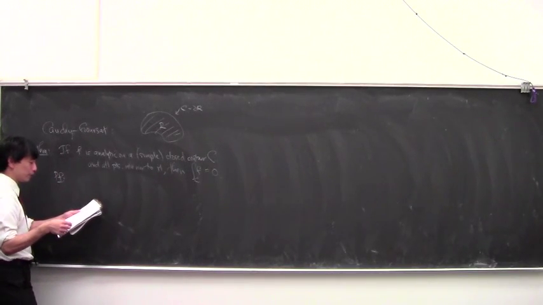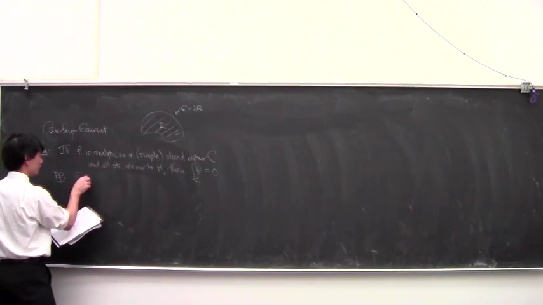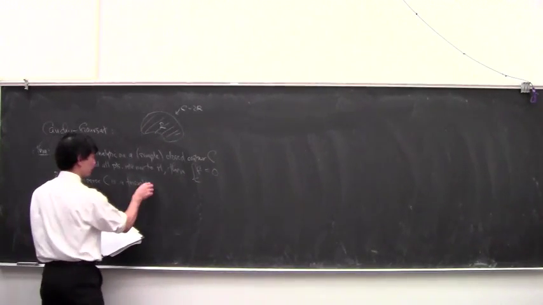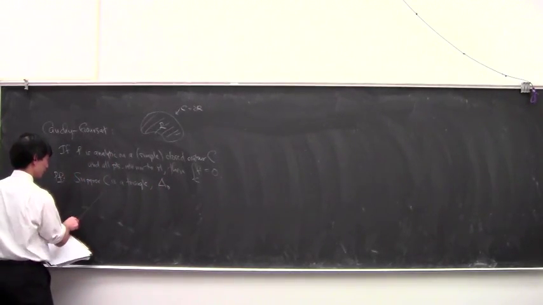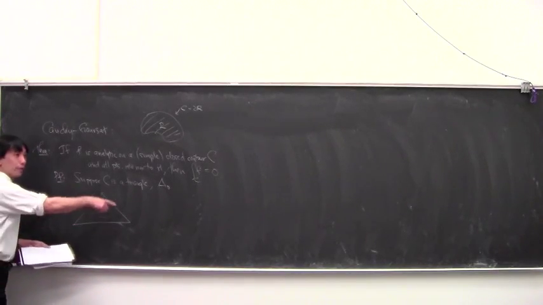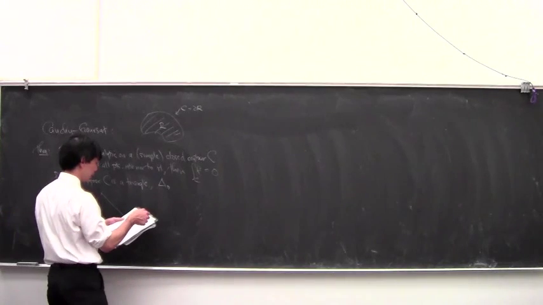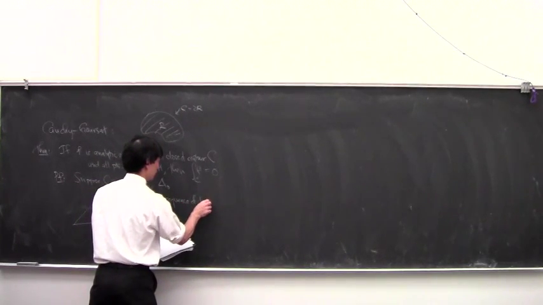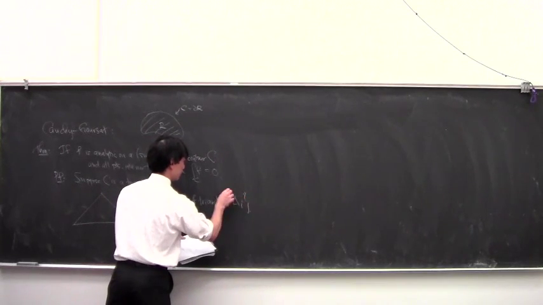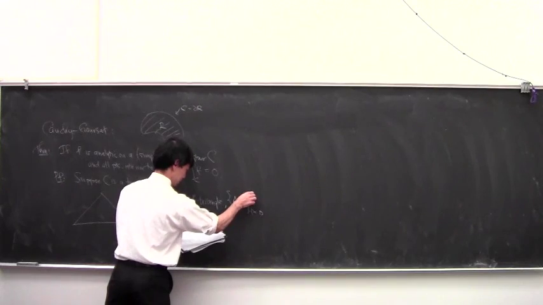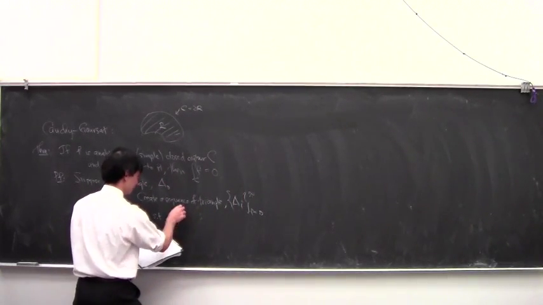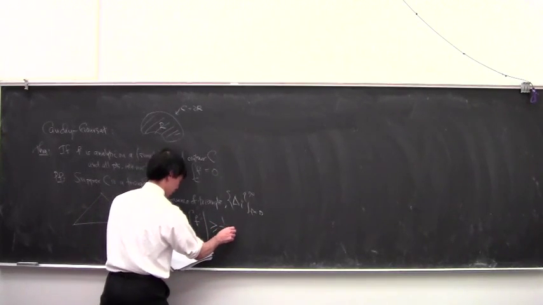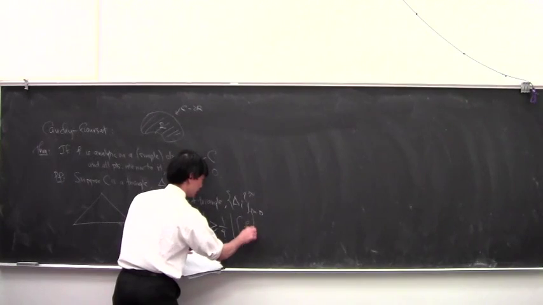So we're going to do it in the case of triangles. Suppose C is a triangle. Call that triangle delta naught. So you have this triangle, delta naught, and you're going over the boundary. Now, create a sequence of triangles such that the absolute value of the integral of f over delta i plus 1 exceeds 1/4 of the absolute value of the integral of f over delta i.